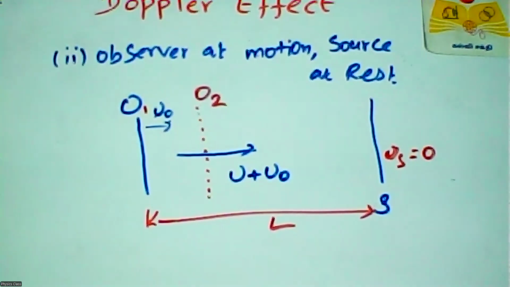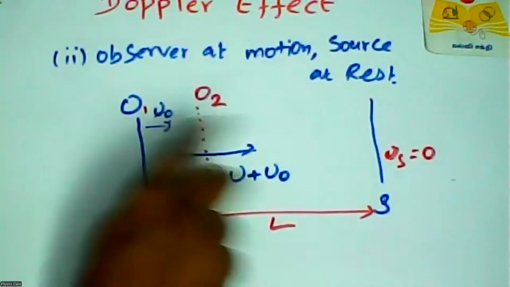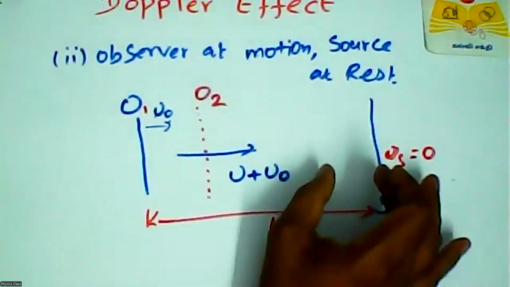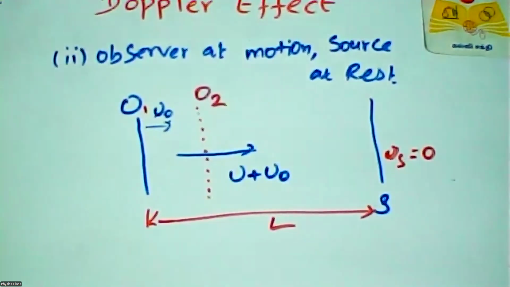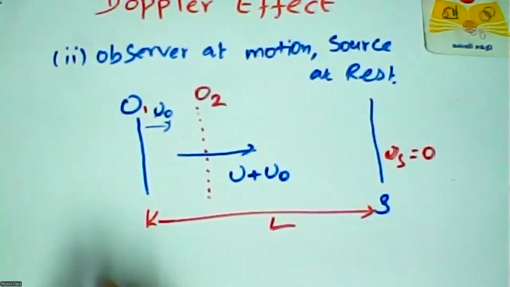So consider an observer who is moving with a constant velocity V naught towards a stationary source. This source is producing and emitting a sound which has a frequency n.